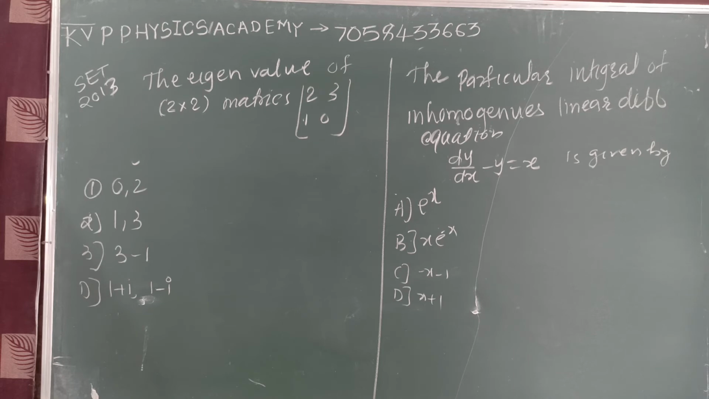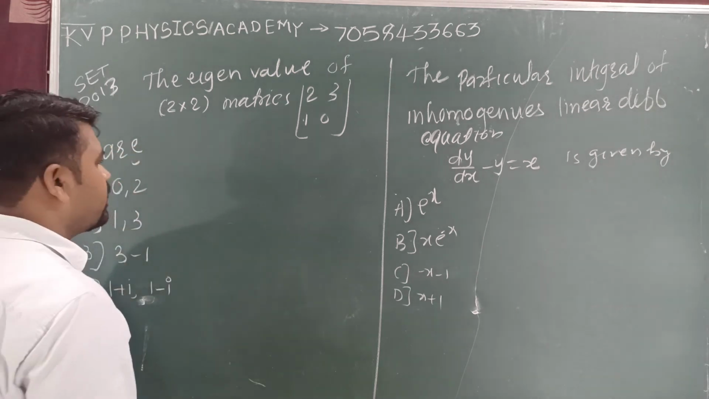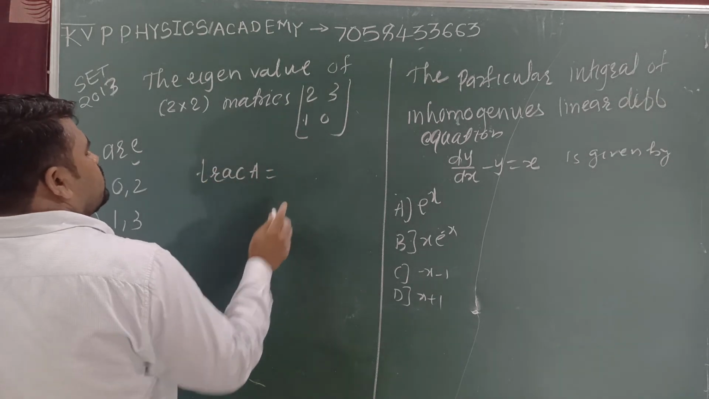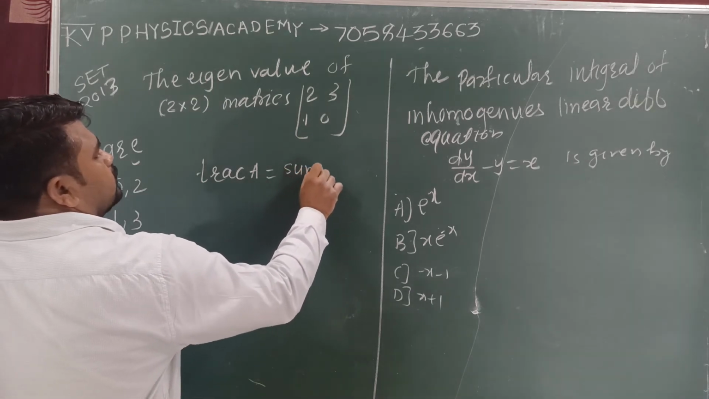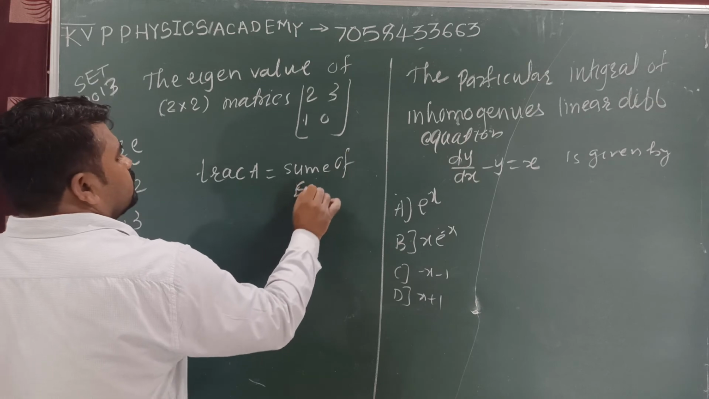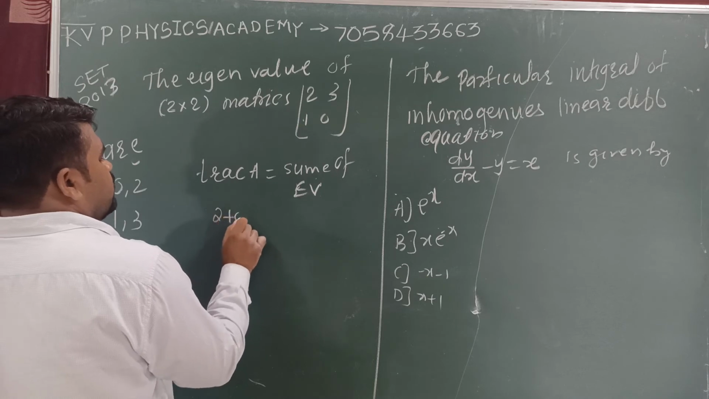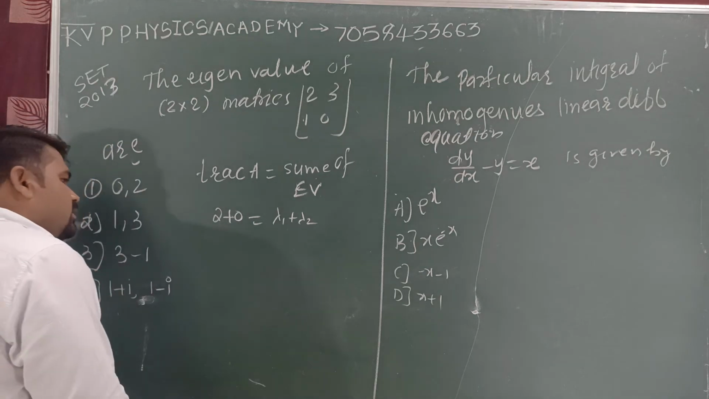Next problem. The eigenvalues of a 2 by 2 matrix are given. Now we know the trace of matrix A is equal to the sum of eigenvalues. What is the trace of the matrix here? 2 plus 0 is equal to lambda 1 plus lambda 2.